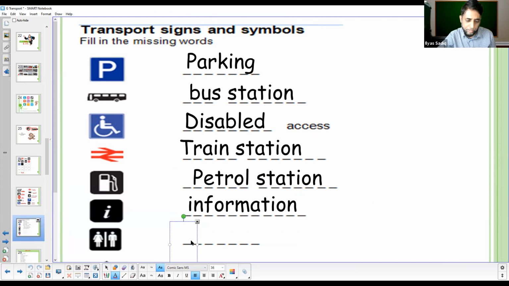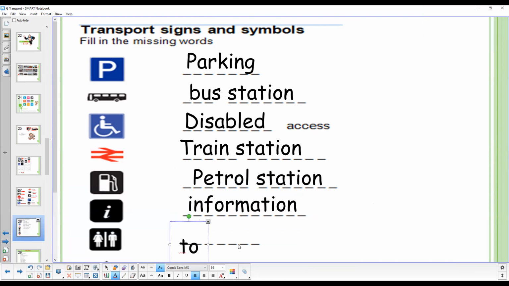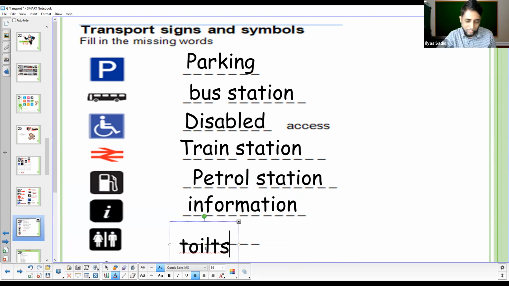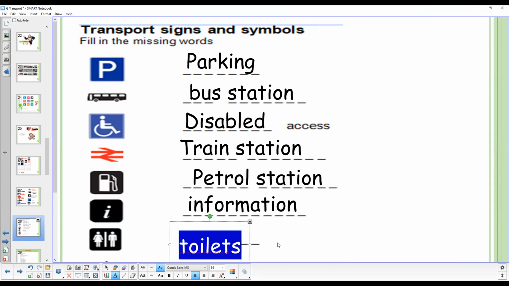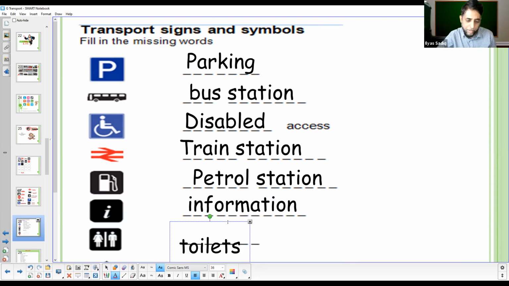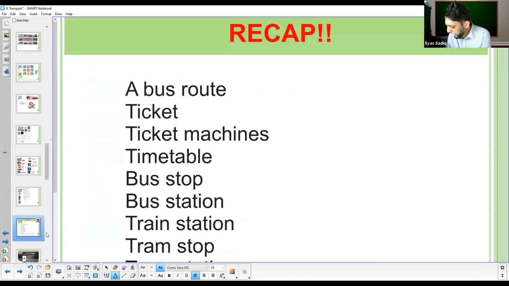And what is this here? Toilets. T-O-I-L-E-T-S, toilets. Why is it toilets? Because there are many toilets, with men and women. It could be one toilet, but this is here for both gents and ladies. All right. Okay.